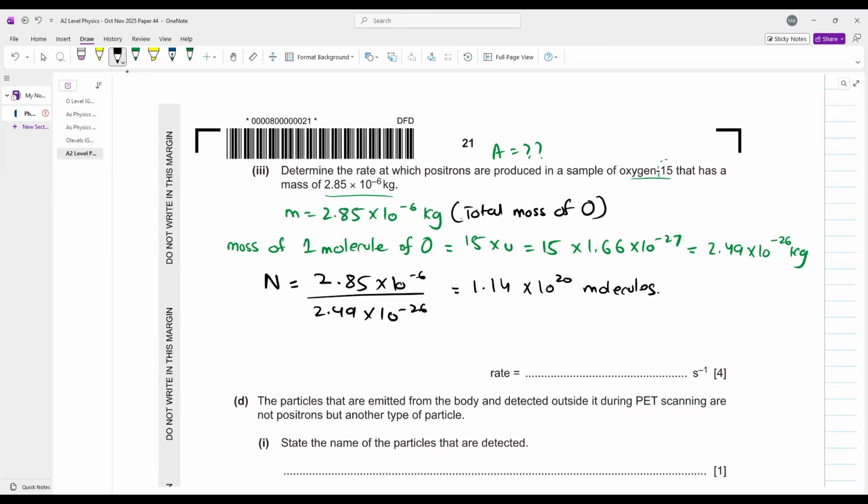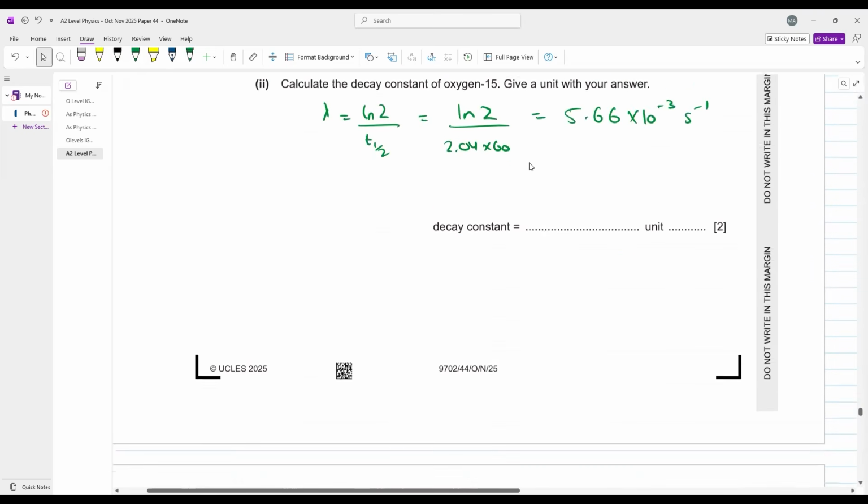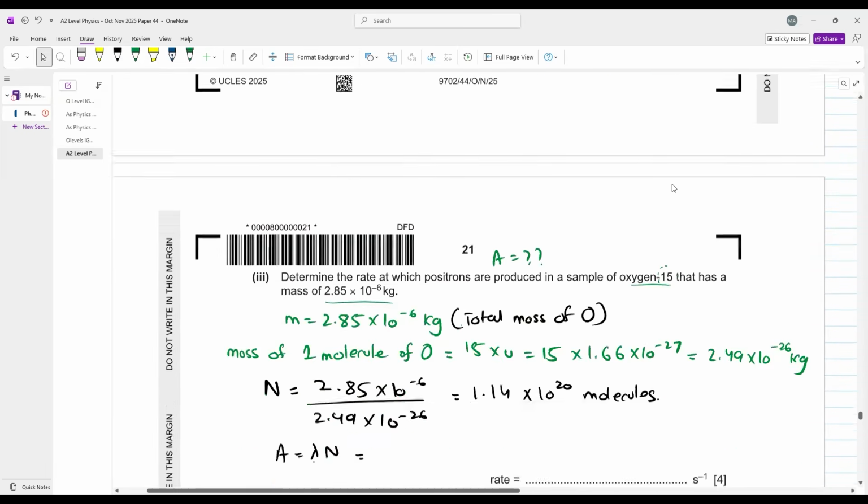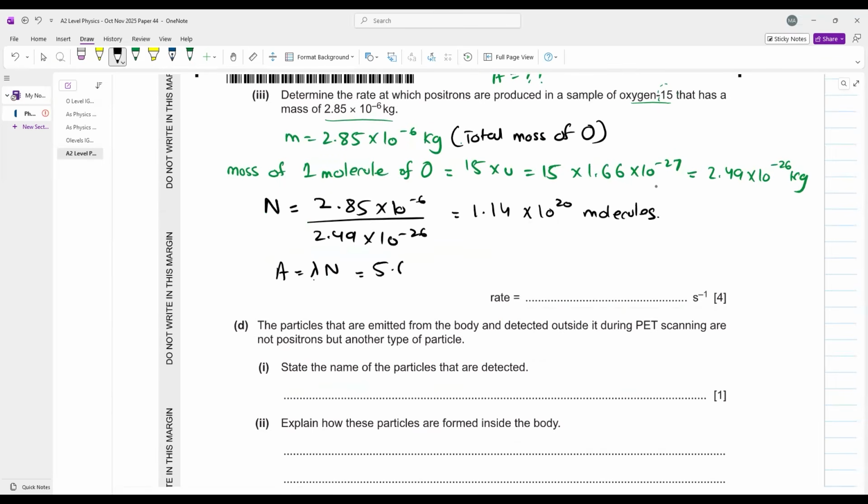Now you have to calculate the activity. Activity is the decay constant into n. The decay constant was 5.66 × 10^-3, so 5.66 × 10^-3 into 1.14 × 10^20. The activity comes out to be 6.48 × 10^17.